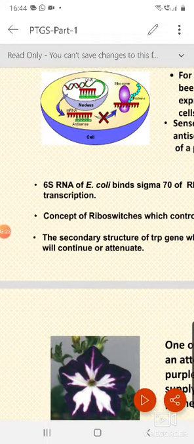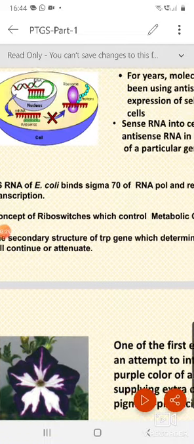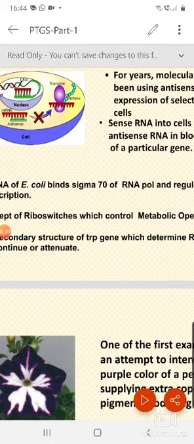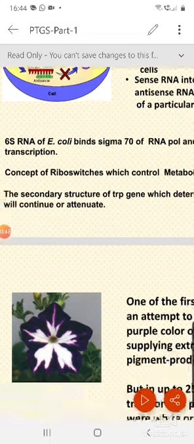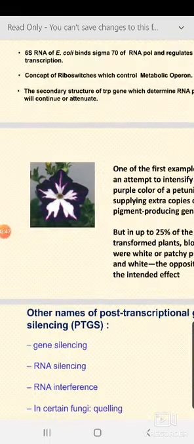That's called riboswitching. And one remarkable example we can take is the secondary structure of the tryptophan operon, which determines whether RNA polymerase continues or attenuates. So these are the mechanisms where people already knew that RNA can play a role in regulating gene expression. Let's come to another finding.